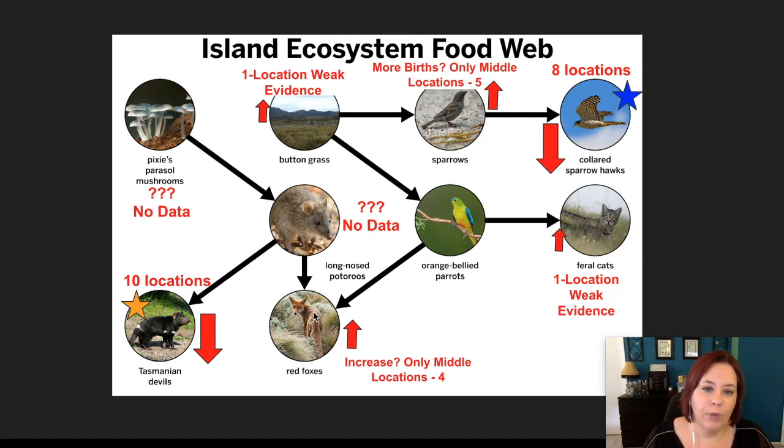Now, if there are more red foxes, those red foxes are going to need energy storage molecules. Where are they going to get them from? They could very well get them from the orange-bellied parrot population. So this supports the claim that a decrease in the Tasmanian devils could cause an increase in the deaths of our orange-bellied parrots.